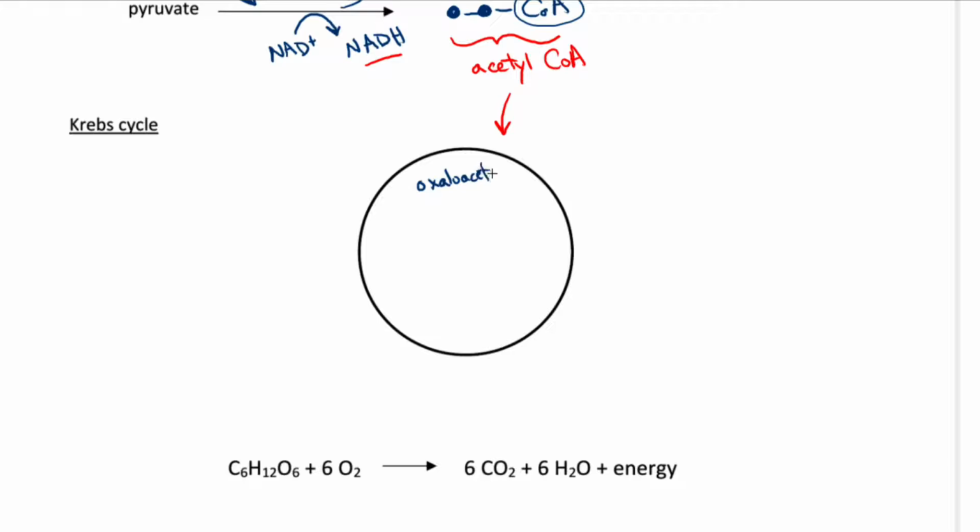So oxaloacetate is a 4-carbon molecule, and then we get the 2 carbons in here from acetyl-CoA. So now we've got a 6-carbon molecule again. Now there are a lot of reactions in the Krebs cycle. Again, I'm not going to show you what they are, and I'm going to just show you what comes off of the cycle. Again, I'm not going to put these in really the correct order. I'm going to collapse them together.